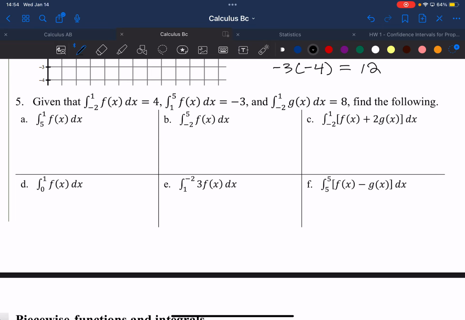Let's go back. Okay, so the next couple questions, they're giving us 3 integrals. And then from these 3 integrals, we're going to have to use the properties and solve the other integrals given. So, for example, we are given the integral from negative 2 to 1 of f of x, from 1 to 5 of f of x, and then from negative 2 to 1 of g of x. So in part A, it wants us to find the integral from 5 to 1 f of x dx, which means the first thing we should do is what?